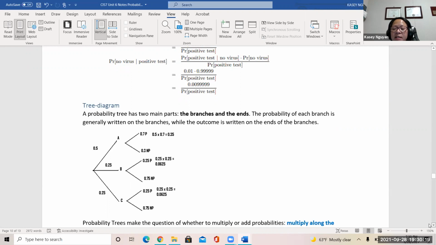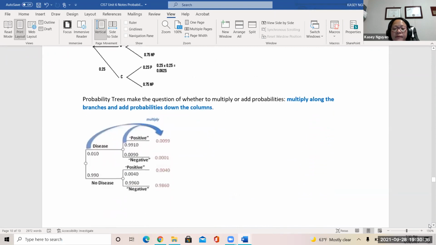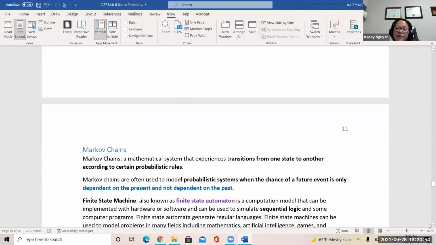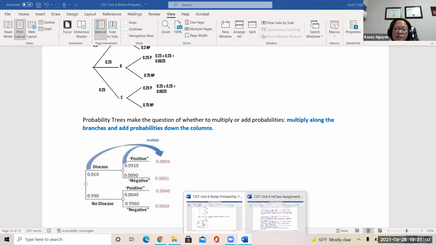So what I note here is that you must multiply along the branches when you go down one level to the next level branch. And then you add when they're in the same level. Okay. So with the positive and the negative for the virus test, that's how it's illustrated. Okay. So let's do that one, and then we'll talk about Markov and we will end the session.